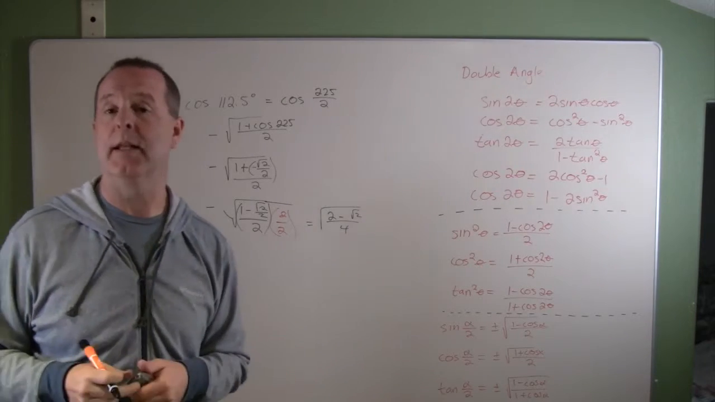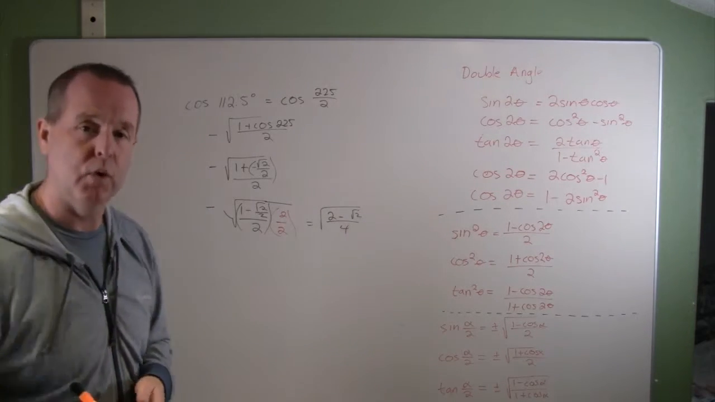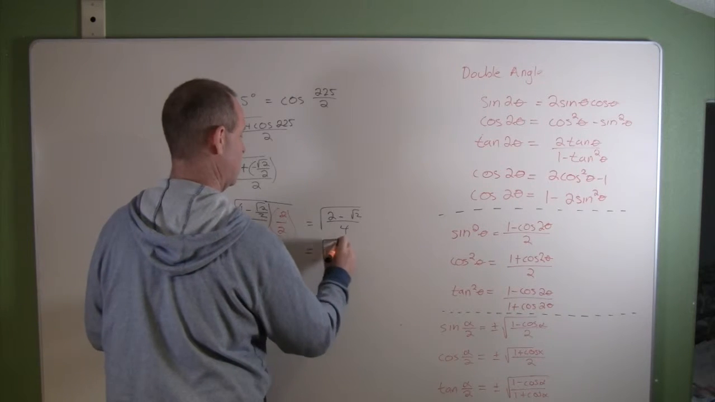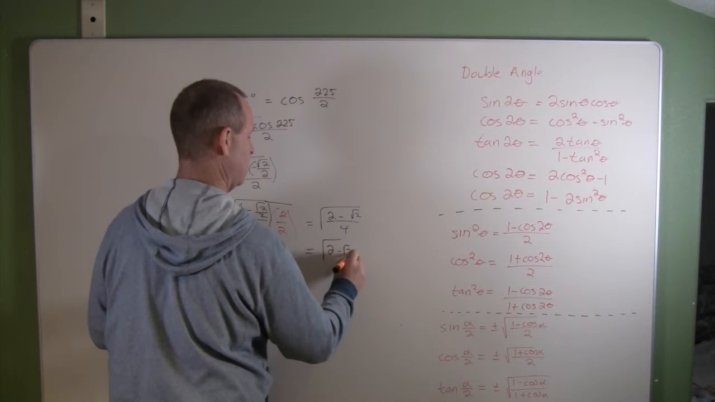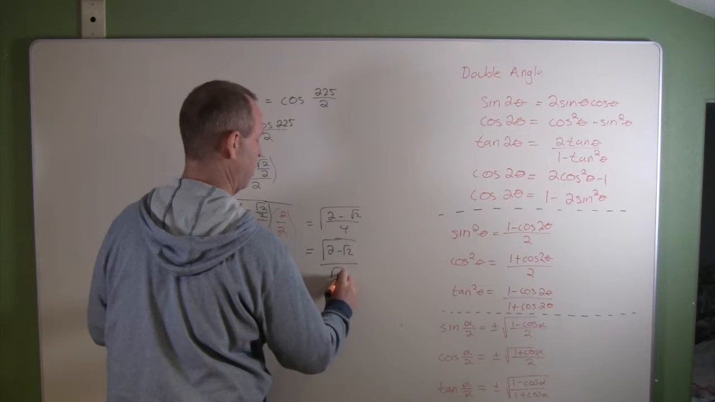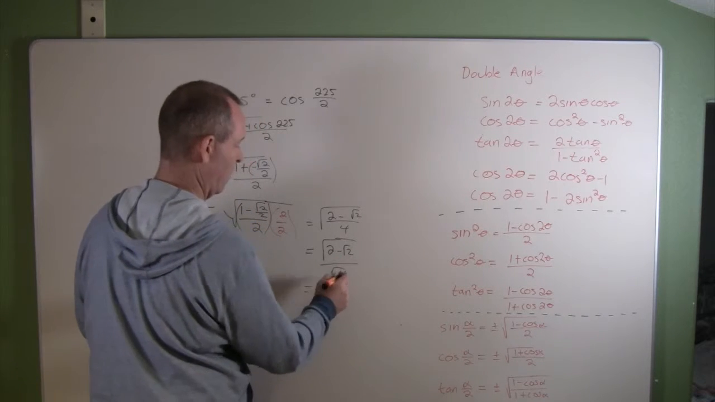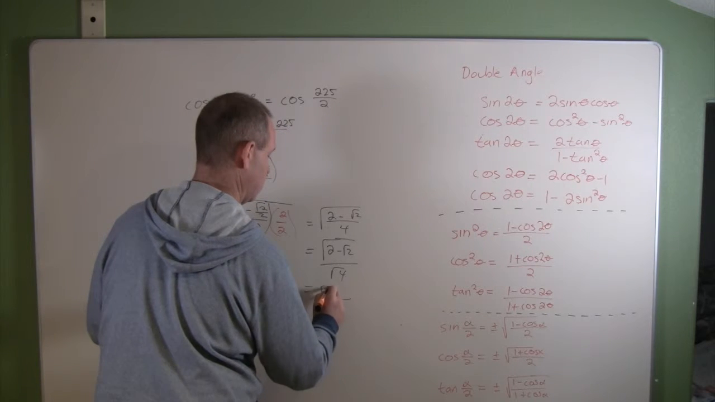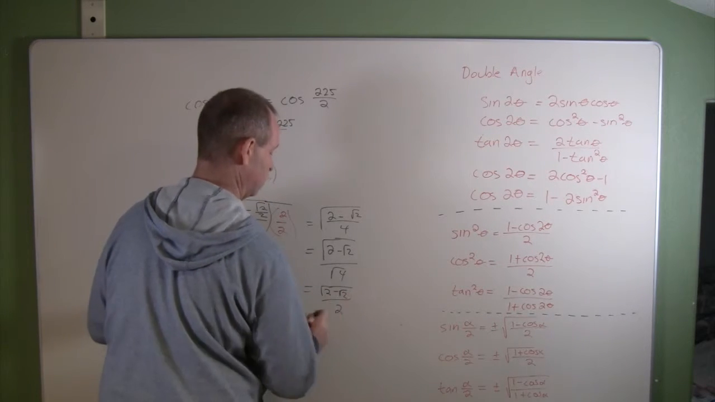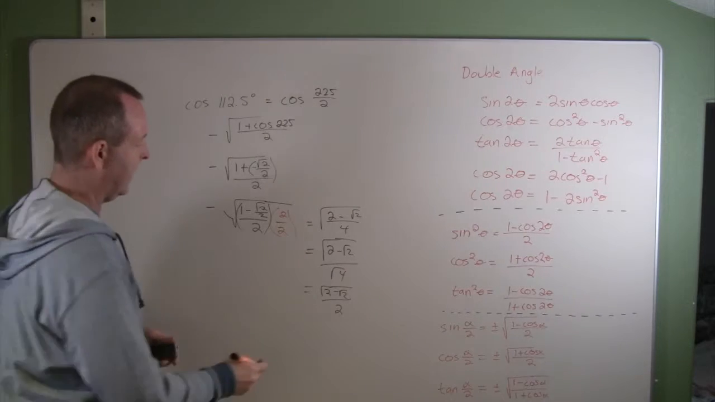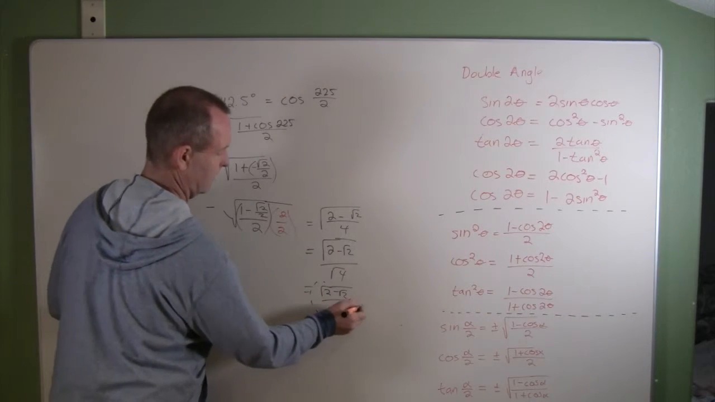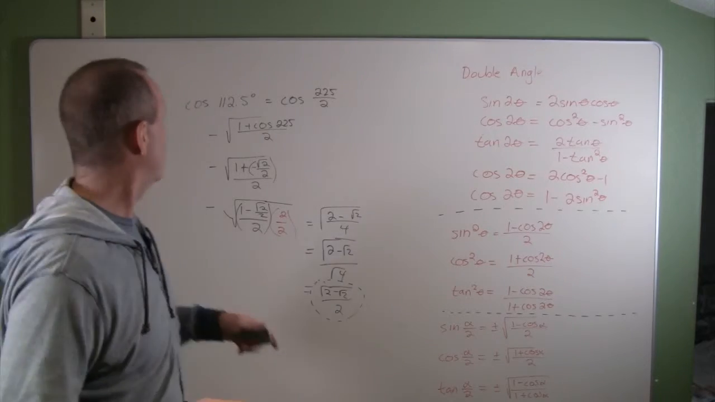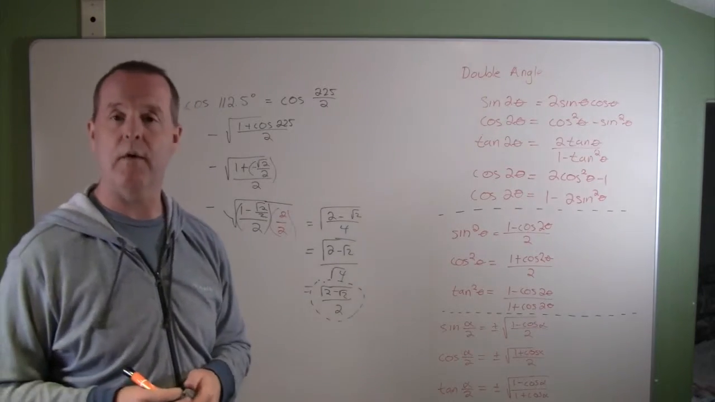Next step, since I do not like having denominators with roots in them, let's go ahead and break that up. So that becomes root of 2 minus root 2 all over root 4. Root 4, we know, becomes a 2. So I have negative root of 2 minus root 2, all over 2, and that becomes the value of cosine of 112.5.